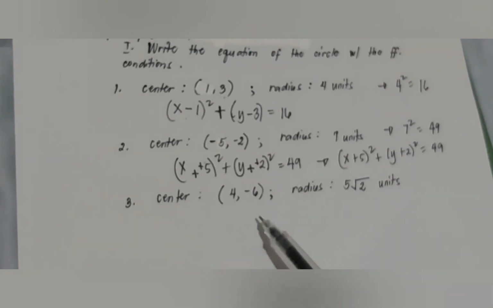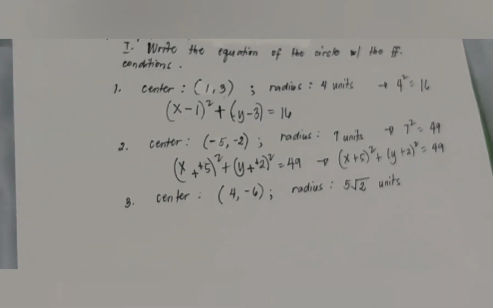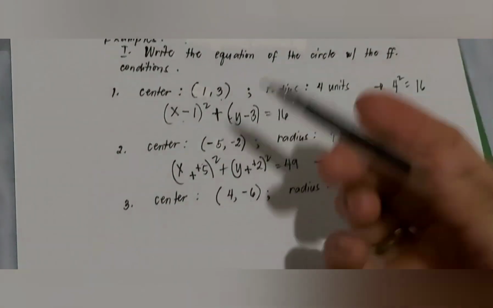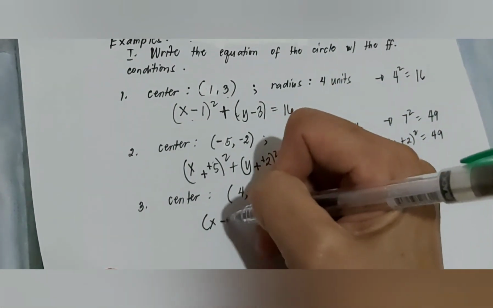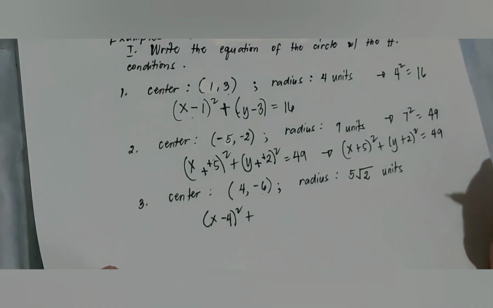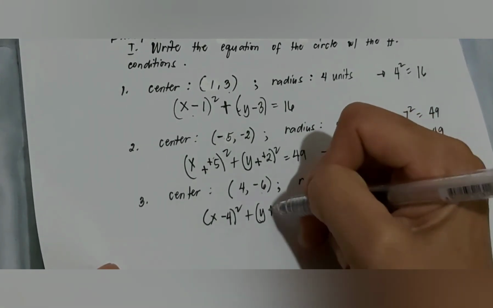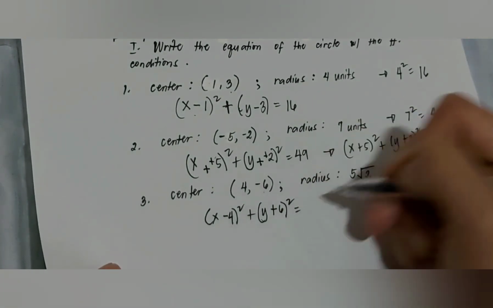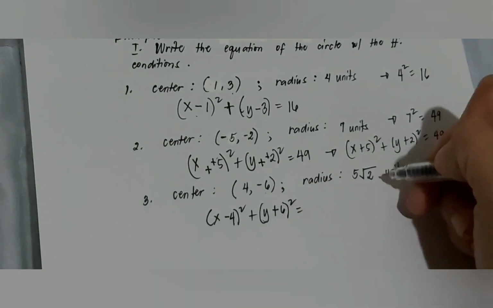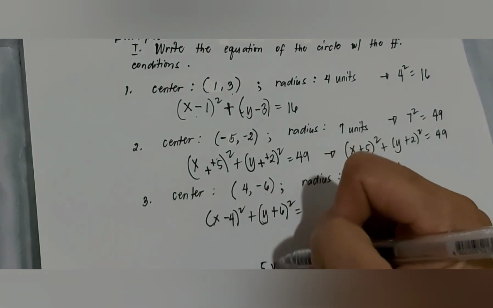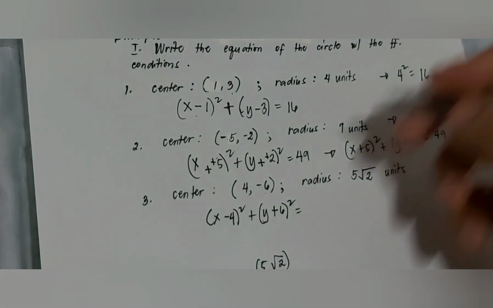So, we have here 4 and negative 6 as the center, and then radius is 5 square root of 2 units. So this would be x, so positive 4, kaya minus 4 squared, plus y, negative 6 siya, diretso na natin, so plus 6 squared, equals 5 square root of 2 units ang ating radius. Pwede ko muna siyang kunin. 5 square root of 2. We are squaring it, right? Kagaya ng ginawa natin kanina.